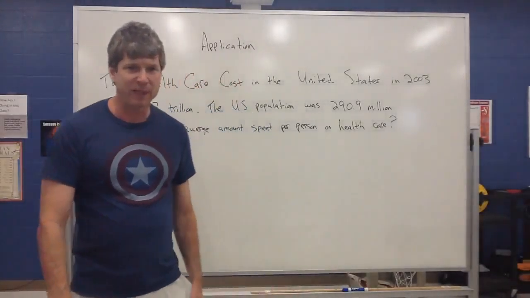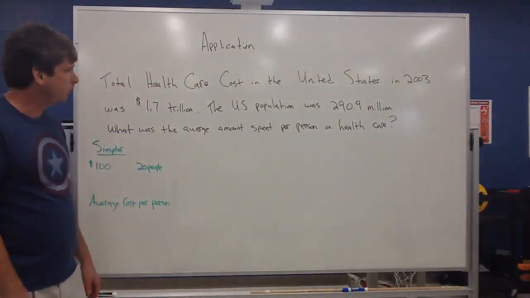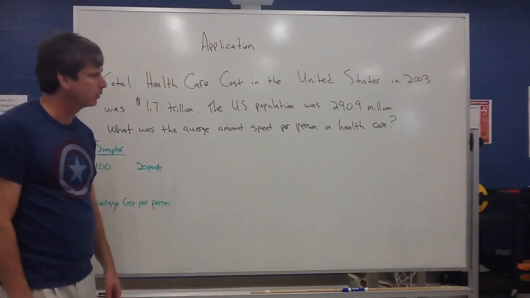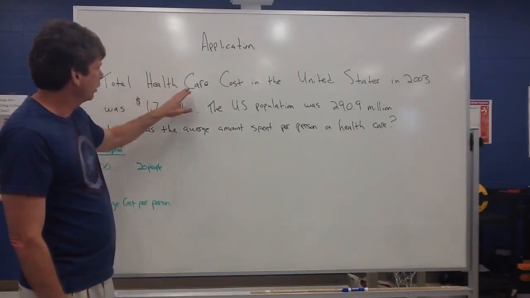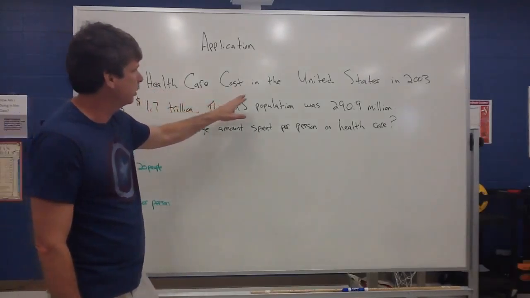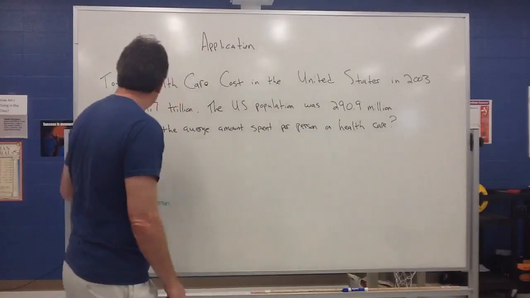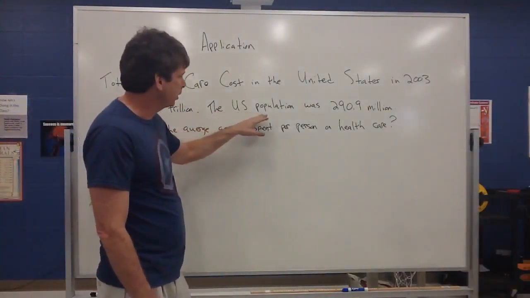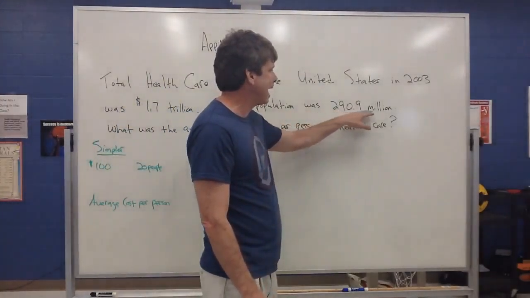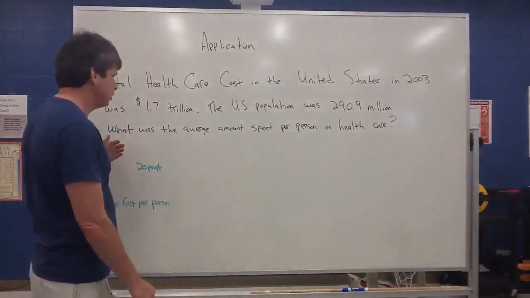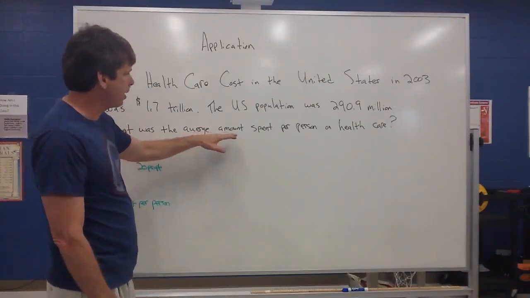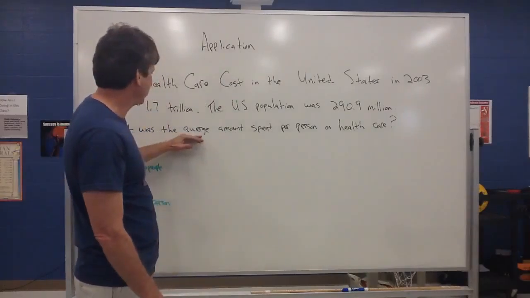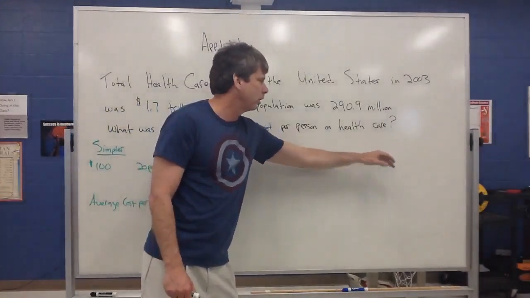So welcome back to another application. This one's not scientific, but it is an interesting word problem. We got the total healthcare costs in the United States in 2003 was $1.7 trillion. The U.S. population was 290.9 million. So the question is, what was the average amount spent per person on healthcare? So that's what we're looking for. What was the average amount spent per person on healthcare?